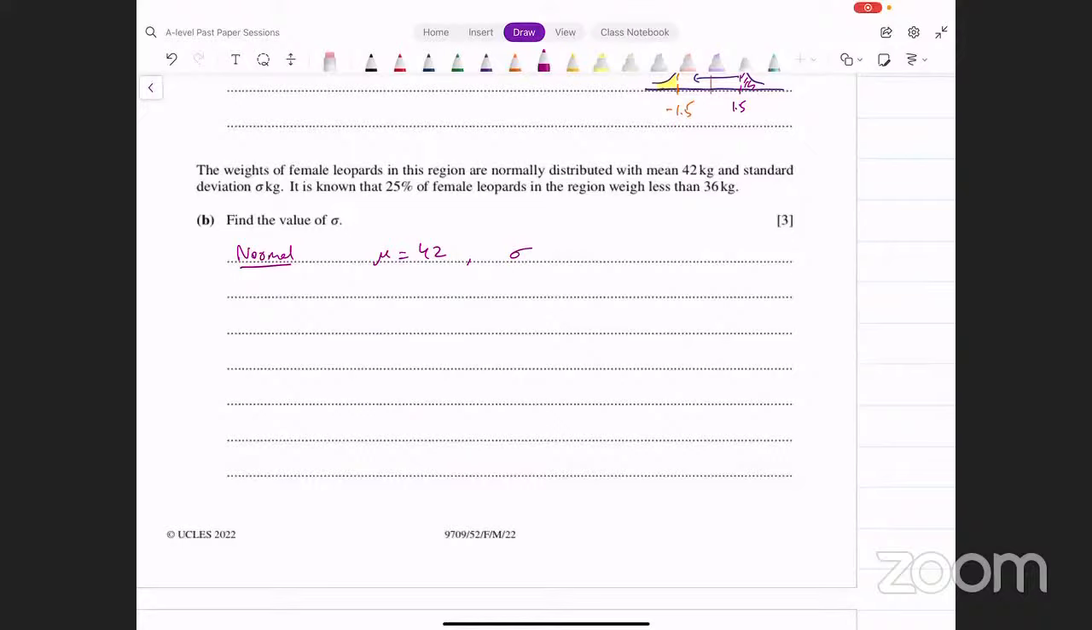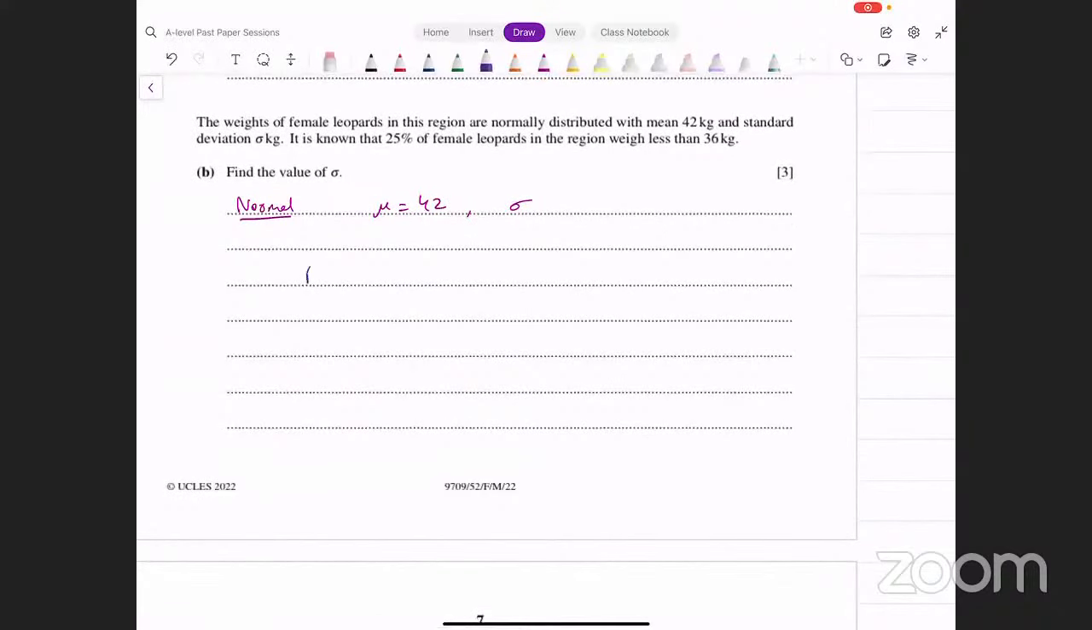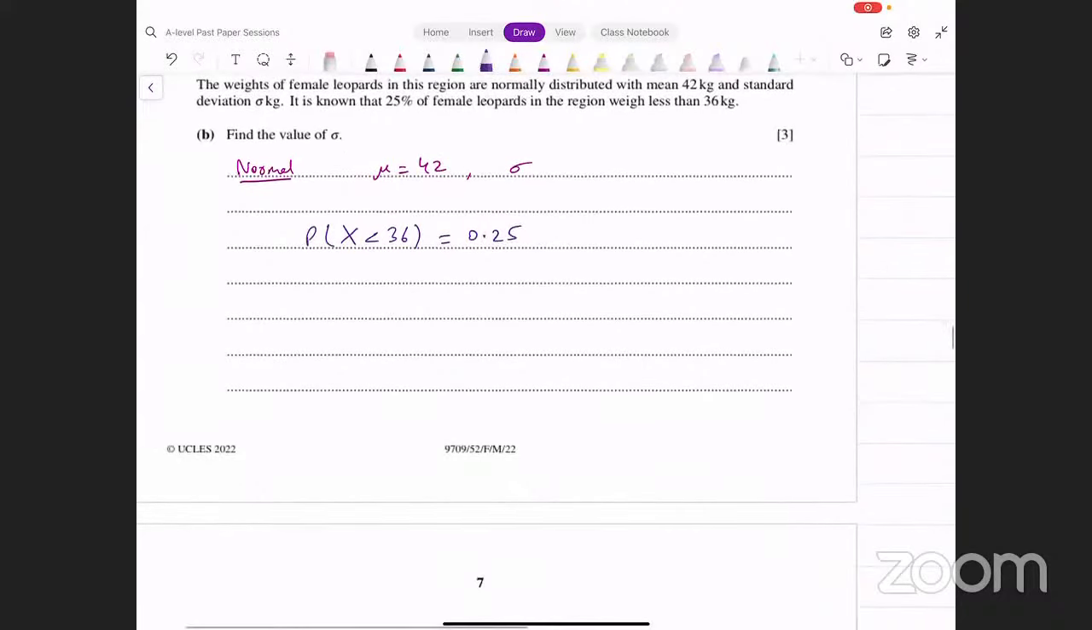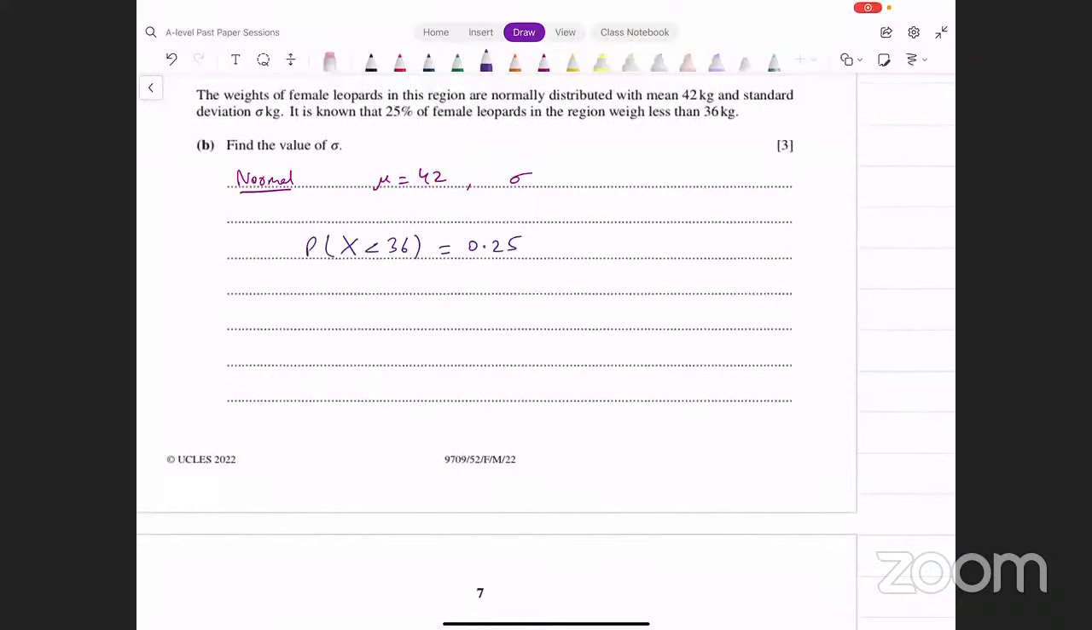Okay. Acha. So mu equals 42 and sigma, standard deviation is sigma. Now we are given that 25% of female leopards in the region weigh less than 36 kilograms. Now probability दी हुई है. क्या probability दी हुई है? Probability that X is less than 36. That is 0.25. Okay. Probability of X being less than 36 is 0.25. अब हम क्या करेंगे? Probability given है, वापस आपको डेटा में से कोई चीज निकालनी है. This is inverse normal. आपका probability से वापस z की वैल्यू पे जाना है.